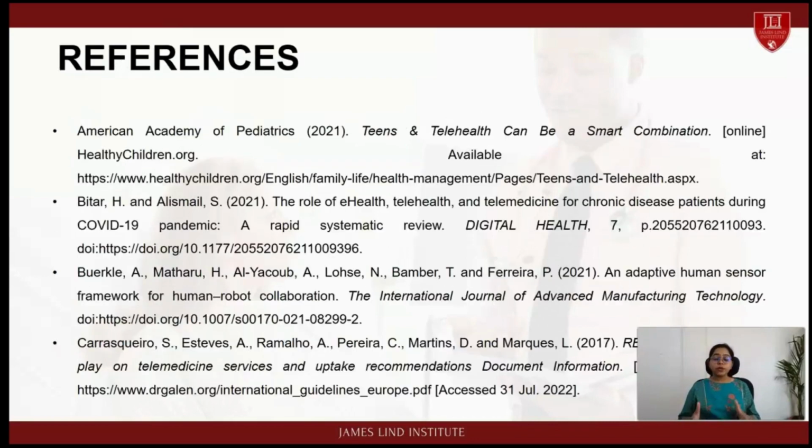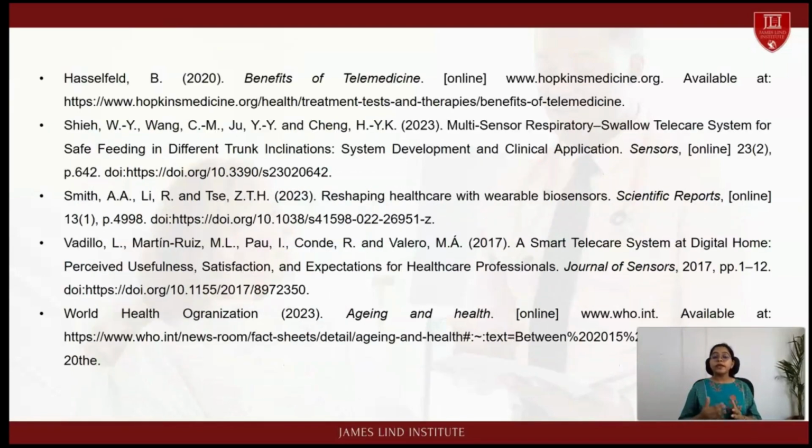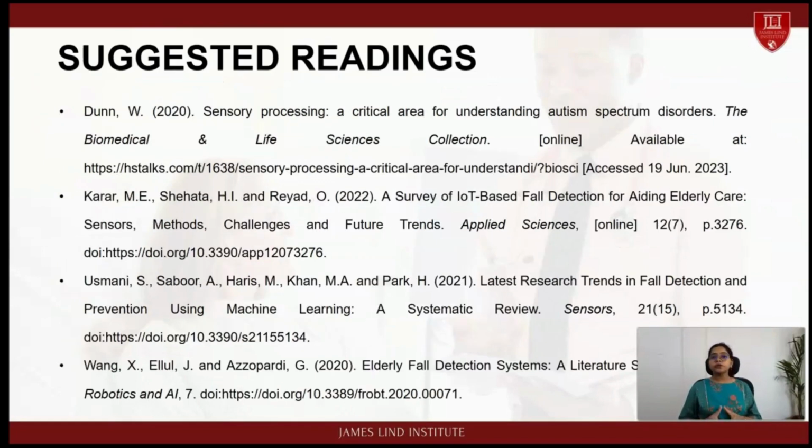These are the references. You can go through these references in detail. These references will help you gain in-depth information on this topic. Additionally, you can go through these reading links that I have shared with you.